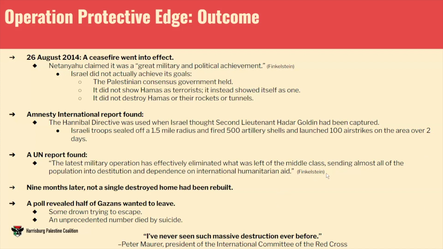An Amnesty International report found that the Hannibal Directive was used when Israel thought Second Lieutenant Hadar Goldin had been captured. Israeli troops sealed off a 1.5 mile radius and fired 500 artillery shells and launched 100 airstrikes on the area over 2 days. And I believe in Noura Erakat's book, she talks about, I think they found out that he hadn't actually been captured. He died in crossfire, and they knew that, but they just kept doing what they were doing because now they're mad, and that's what they were doing.